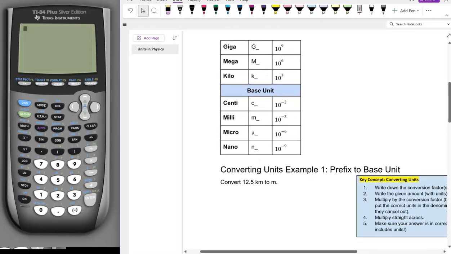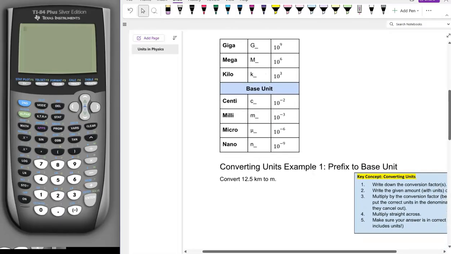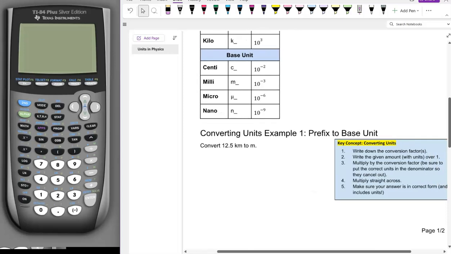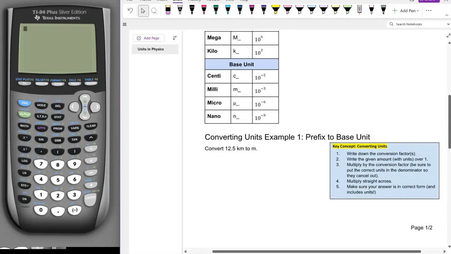All right, let's do some examples. You guys have already learned converting units a few times, but we're going to do it again. And we are going to do 5 practice problems here, 5 different examples. The first one, what we're going to work on is changing a unit with a prefix back to the base unit. So this one's saying to convert 12.5 kilometers to meters.